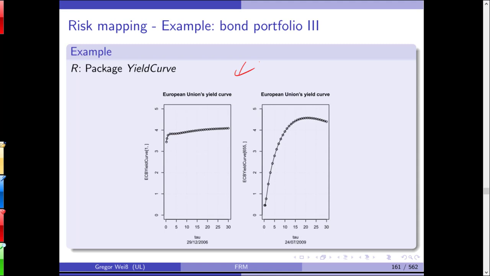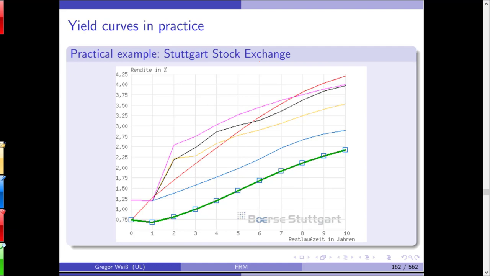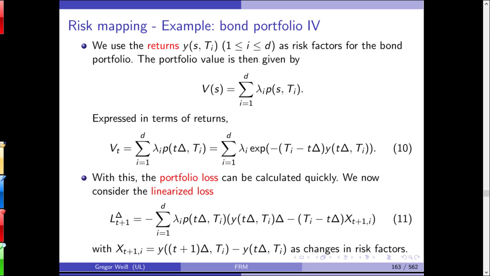Okay. This is an old example. I think it's still from 2008 or 2009 from Stuttgart Stock Exchange. Those are the yield curves estimated by Börse Stuttgart. Those were happier times when we still had interest rates up to 4% for 10 years. Quite a historical example, actually. Now, back to our example of a bond portfolio.